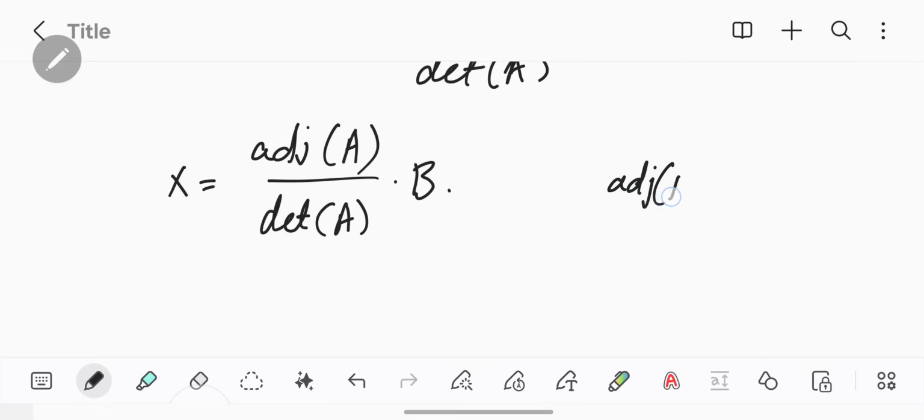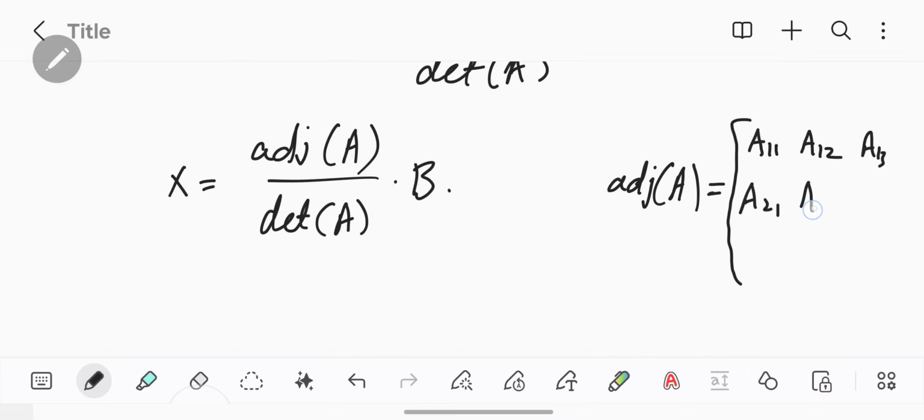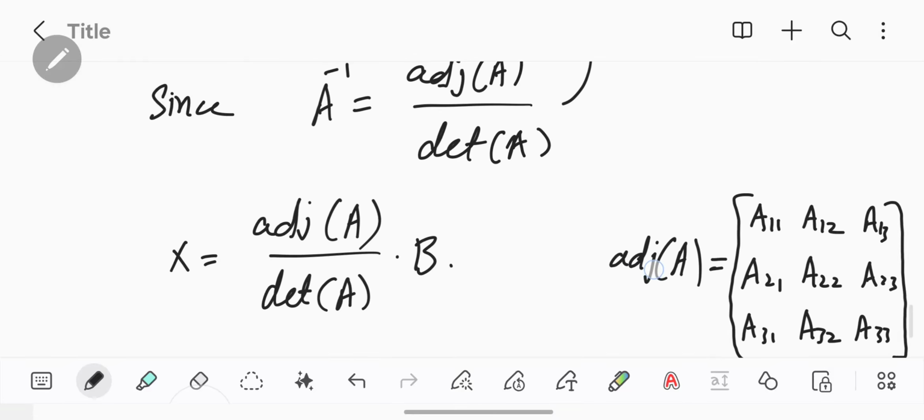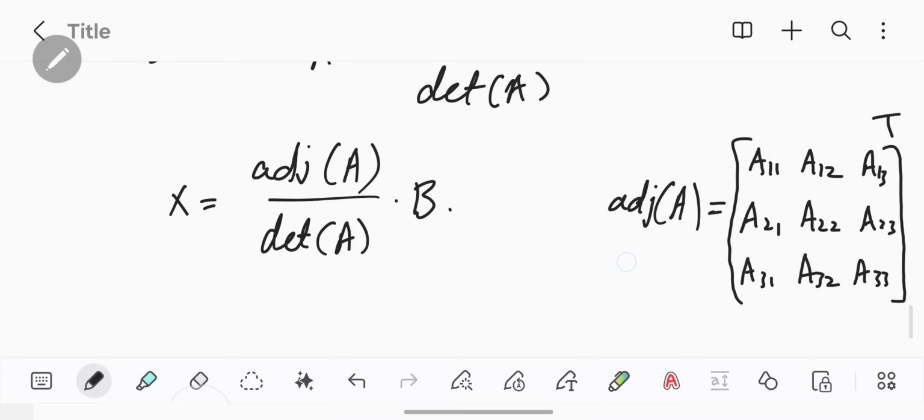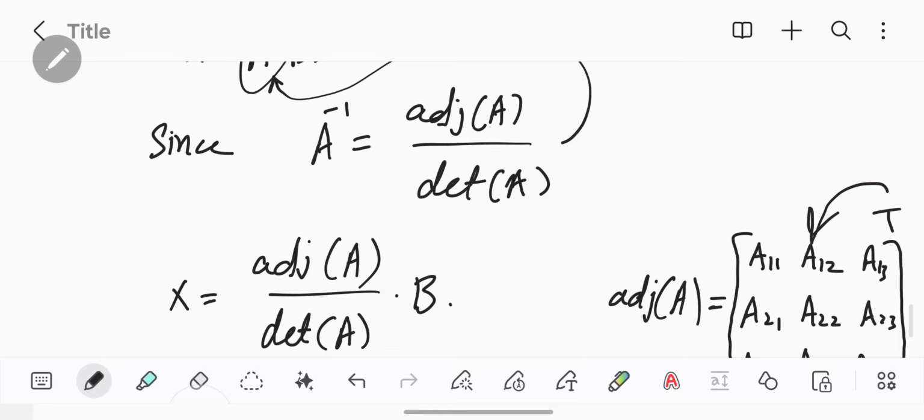Here I can write adjoint of A. I am going to just remind you, it is A11, A12, A13, A21, A22, A23, A31, A32, A33. This is just the matrix of cofactors, but adjoint is not just the matrix of cofactors, but its transpose, okay?